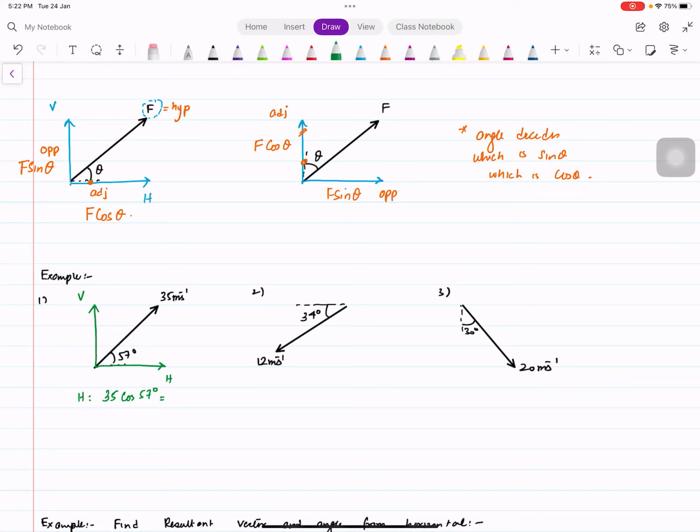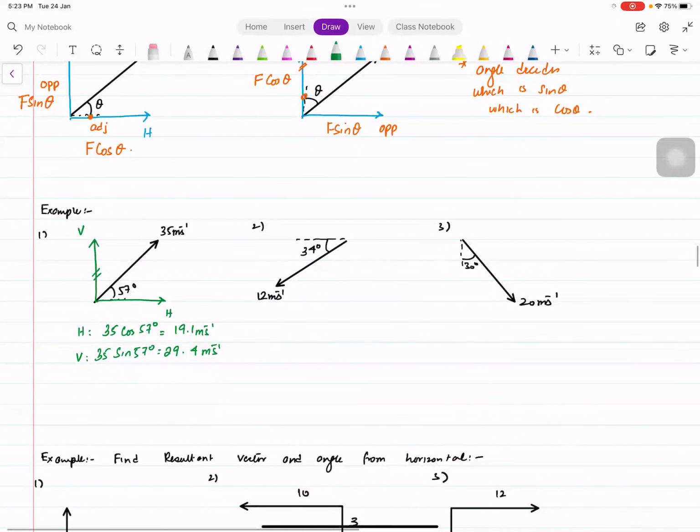And then the answer will be 19.1 meters per second. This vertical vector will be 35 sine of 57, which is going to be 29.4 meters per second. Similarly, when you draw this vector, one component has to be towards the left and one down. So this is the horizontal and this is the vertical.